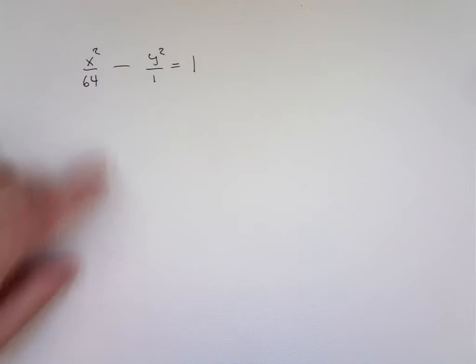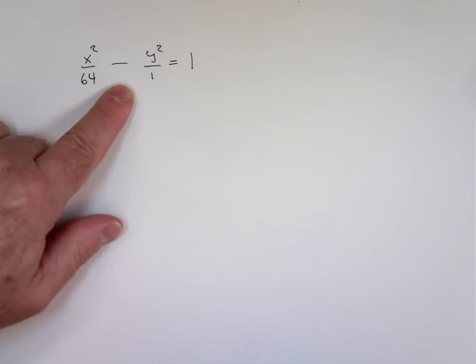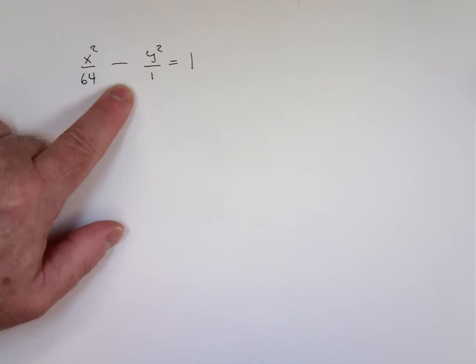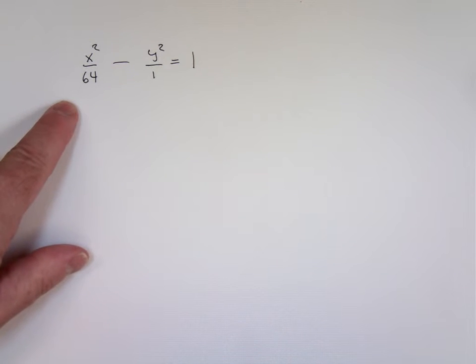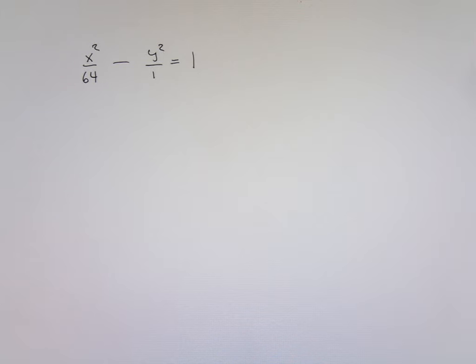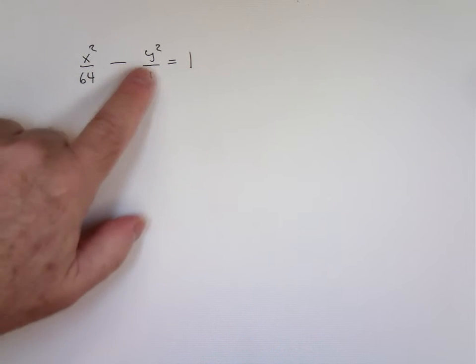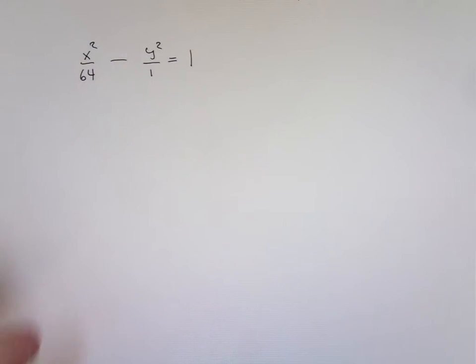If I give you one like this, this is a hyperbola, which you should know. I may ask you to identify it. What's the orientation? With the hyperbola, the orientation is either left to right or up down. If the x is first, it's going to be left to right. The center of this is 0, 0. Okay. Go ahead.